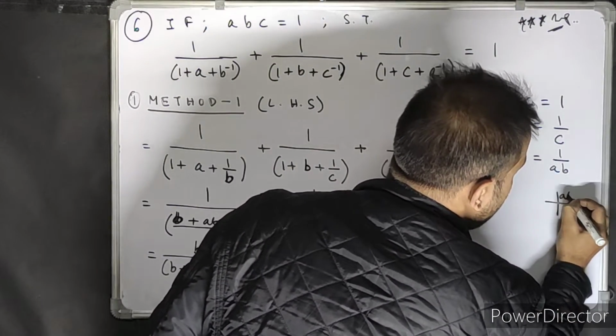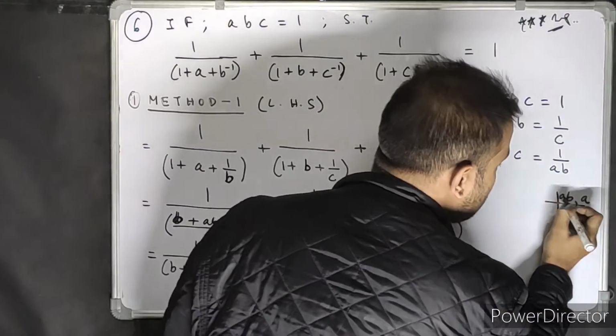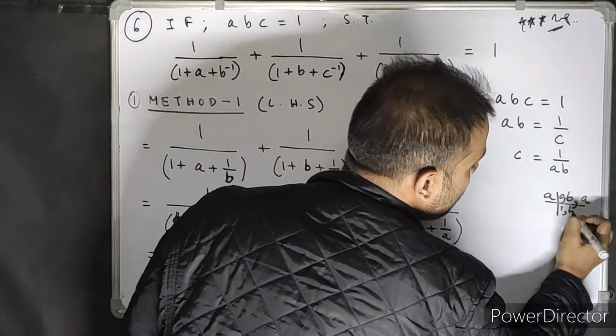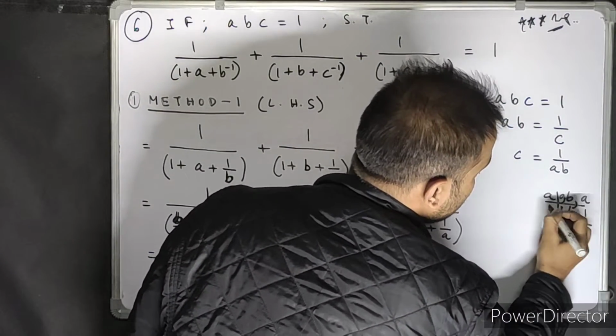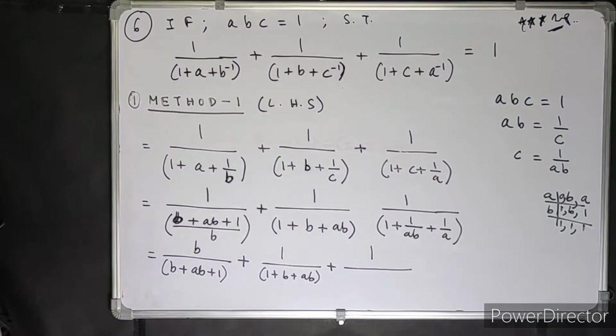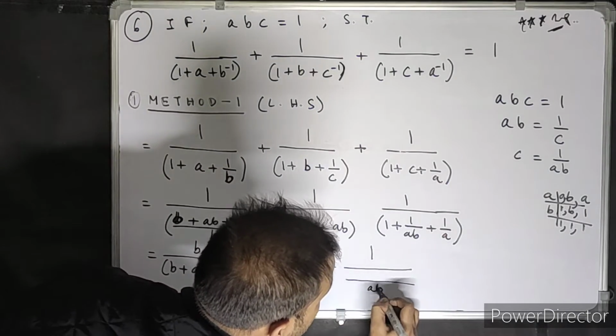You have AB comma A. Right? So for LCM, everything is comma separated. Then A 1 comma B comma 1 and B 1 comma 1 comma 1. So A into B, AB is the LCM. Okay? So here, down here we have AB.